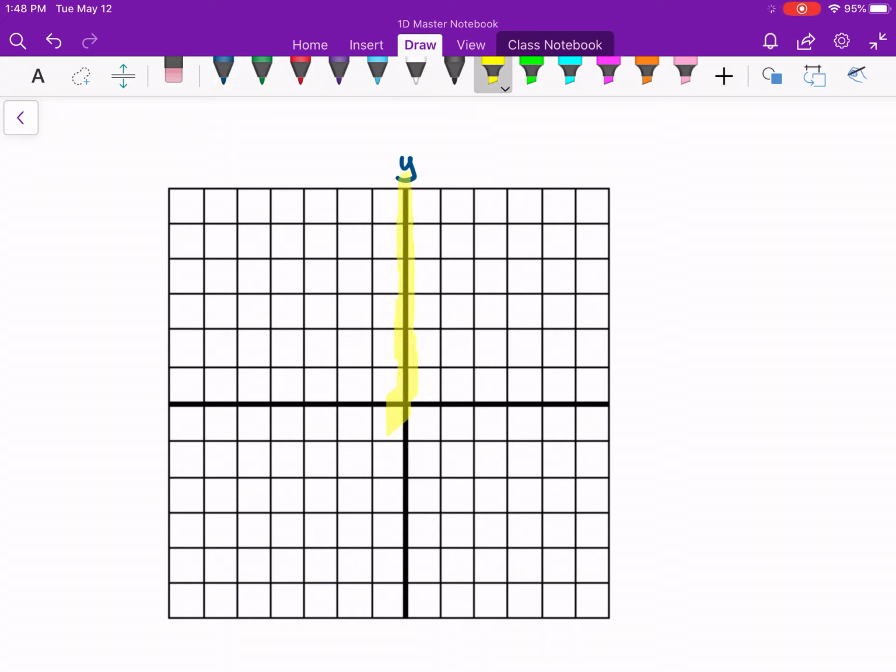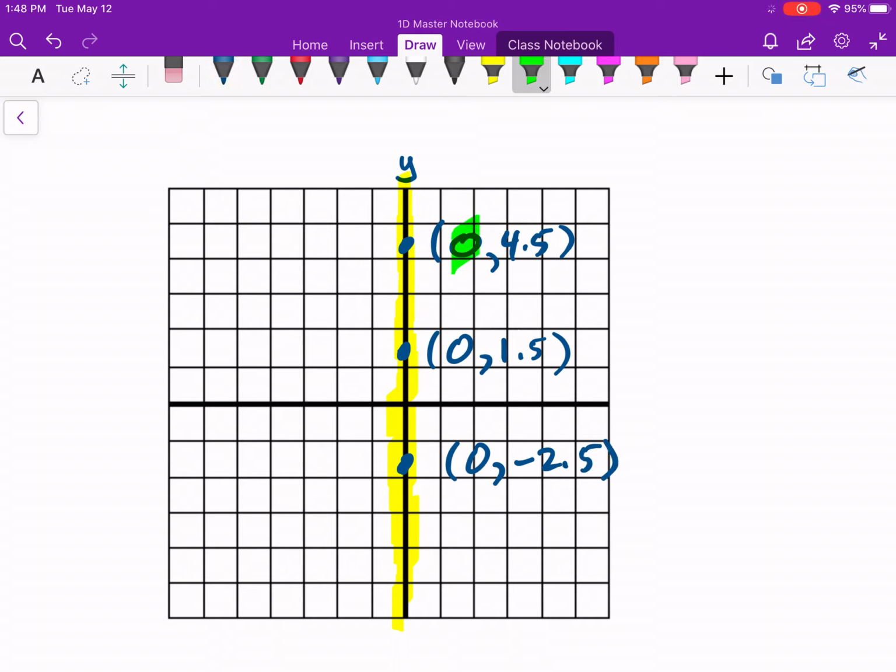That's just where it crosses the y-axis. Well, there's the y-axis. What do we know about all points on the y-axis? We know they all have the same x-coordinate, which is 0. For example, this one might be 0 and 4.5. And this one might be 0 and 1.5. And this one might be 0 and negative 2.5. Doesn't matter, but they all have the same x-coordinate because they're on the y-axis.